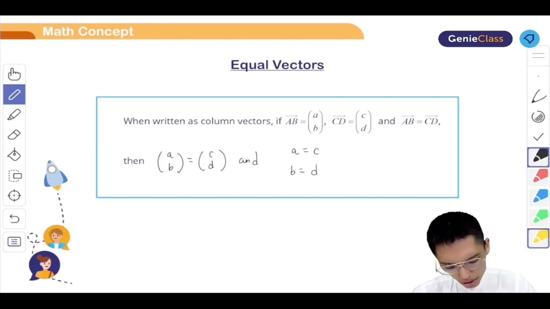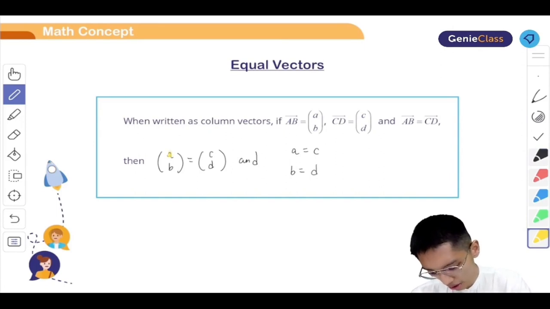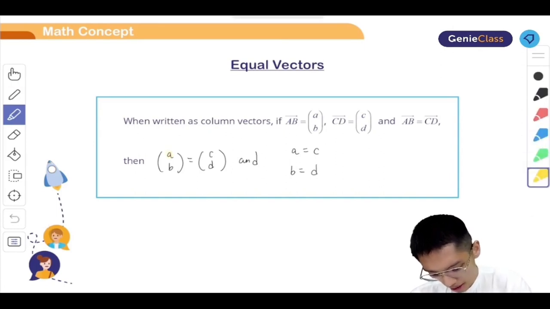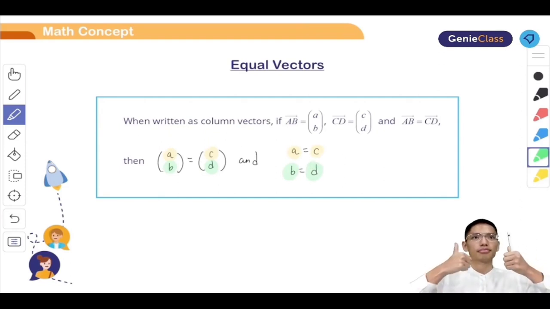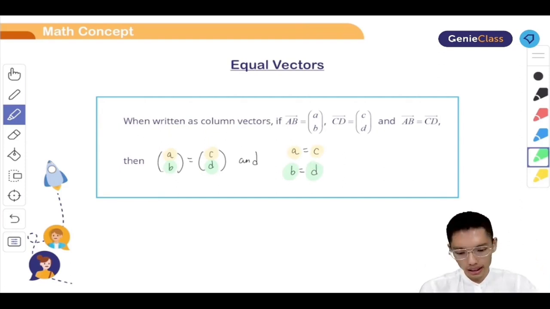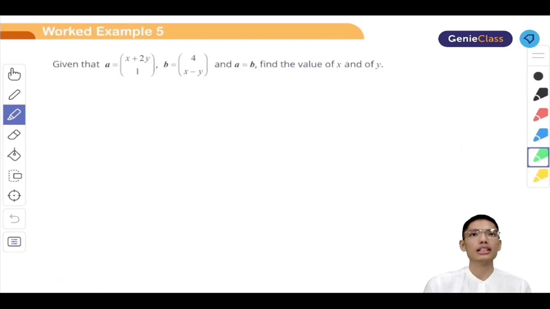This is very similar to your matrices where all the elements are equal, but instead of talking about elements, I am really just talking about the entries being equal in their positions here. Alright, so let's zoom in and find out. Okay, another worked example of how we utilize equal vectors. Essentially, given these two vectors and they are equal, how do I find the unknowns?